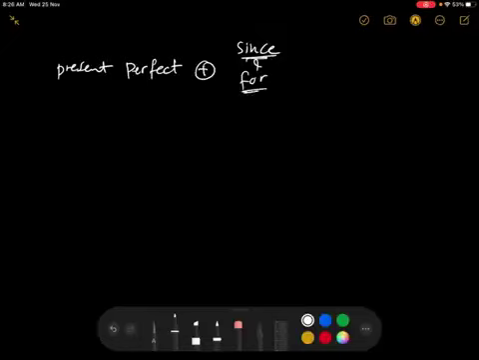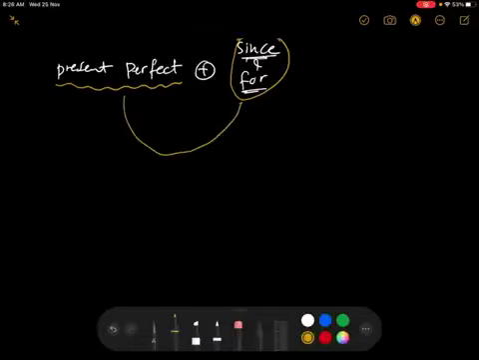since and for. You know that since and for are used with the present perfect continuous, okay? But when we use since and for with present perfect, it gives a meaning that has nothing to do with the present perfect or with the use of since and for. It gives you a new use of tense.